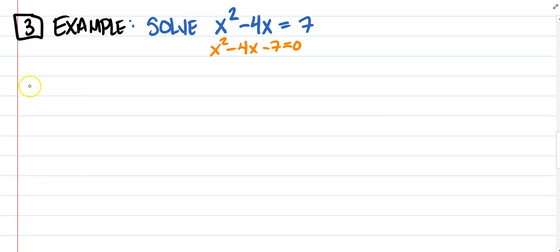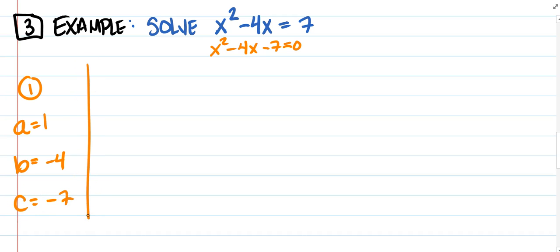Okay, so step number 1, the first thing you're going to do is just tell me the values of a, b, and c. So a is a value of 1. B is a value of negative 4, and C is a value of negative 7. That's all you got to do for step number 1. For step number 2, you are going to only figure out the discriminant, b squared minus 4ac.